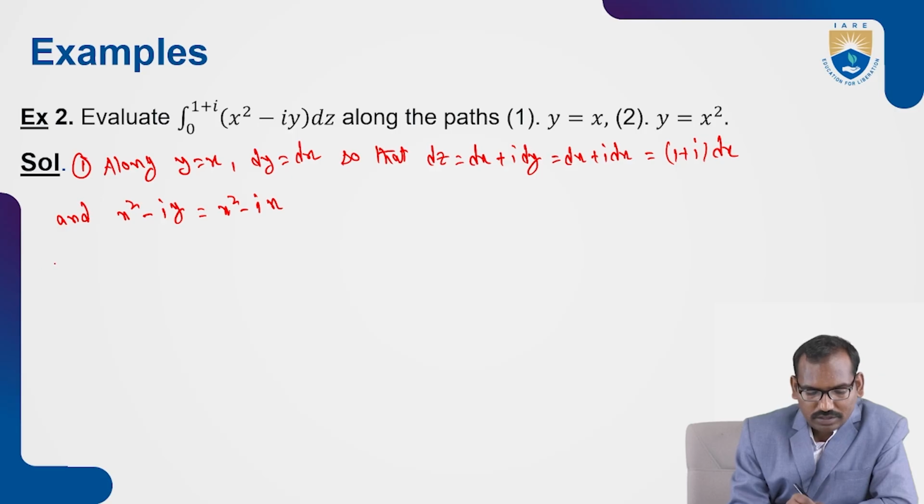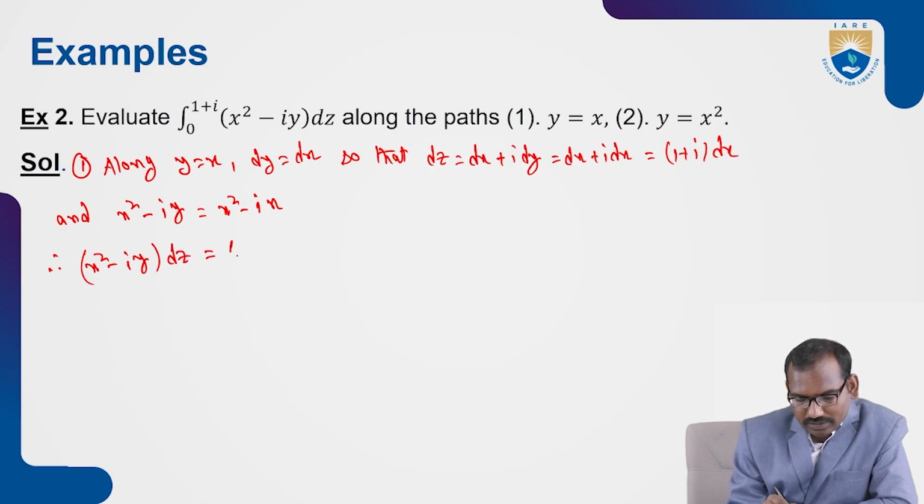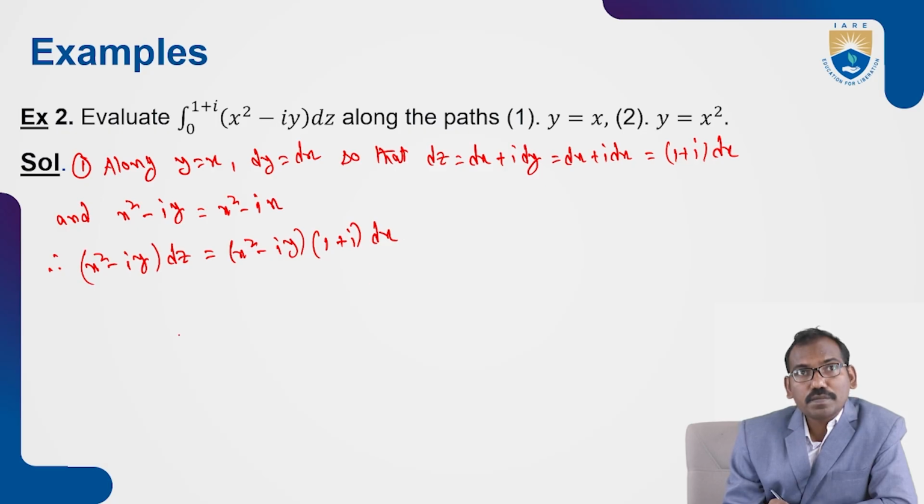Okay, therefore what is this? x square minus iy times dz can be written as x square minus iy, and dz can be written as 1 plus i times dx. So you write it as real and imaginary parts. Here the first real part will be x square, and the imaginary part. So this is the real part.